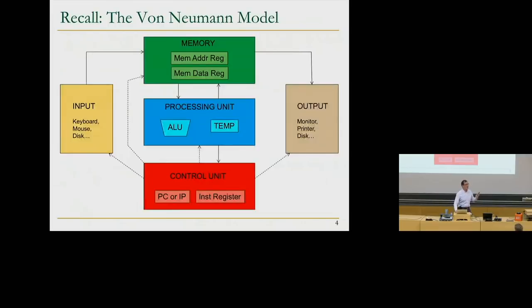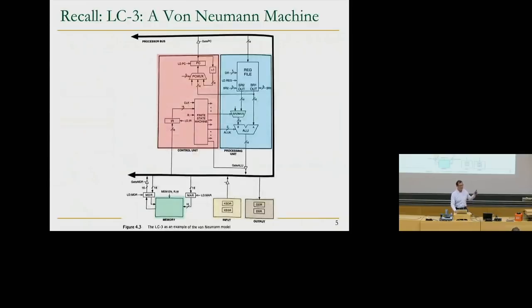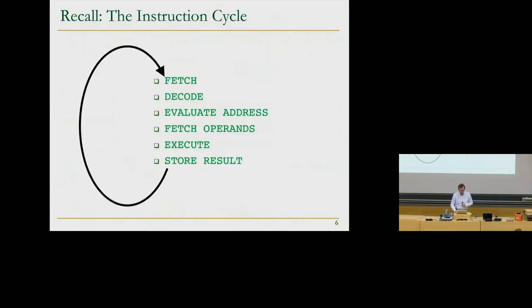This is the von Neumann model that we discussed extensively last week, so you know that well. I'm going to go through it again today. This is the von Neumann machine, one of the von Neumann machines we discussed, LC3. We may discuss more of it, and this is the instruction cycle that you should know very well. We're going to talk about how to implement this instruction cycle in more detail today. So it consists of fetch, decode, evaluate address, fetch operands, execute, and store result, right? And not all instructions go through all these stages.